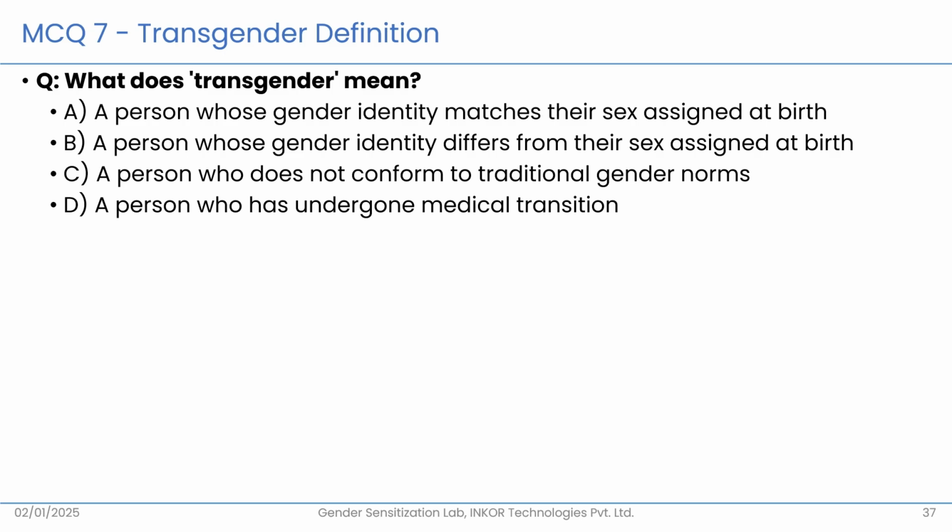Let's test your understanding of the term transgender. What does transgender mean? Your options are A. A person whose gender identity matches their sex assigned at birth. B. A person whose gender identity differs from their sex assigned at birth. C. A person who does not conform to traditional gender norms. D. A person who has undergone medical transition. Think carefully.